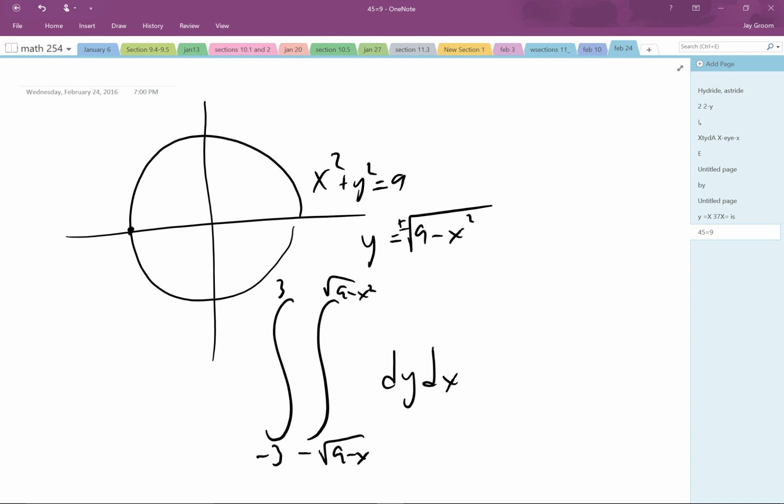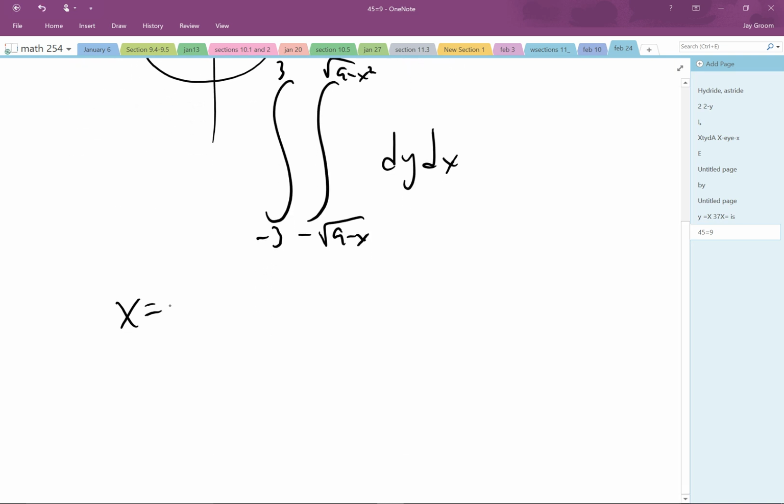Others of you might look at this problem, see it completely backwards, and think of it as this guy. What?